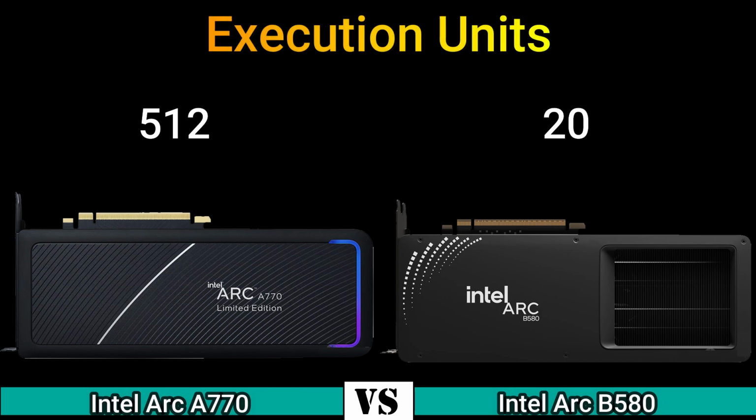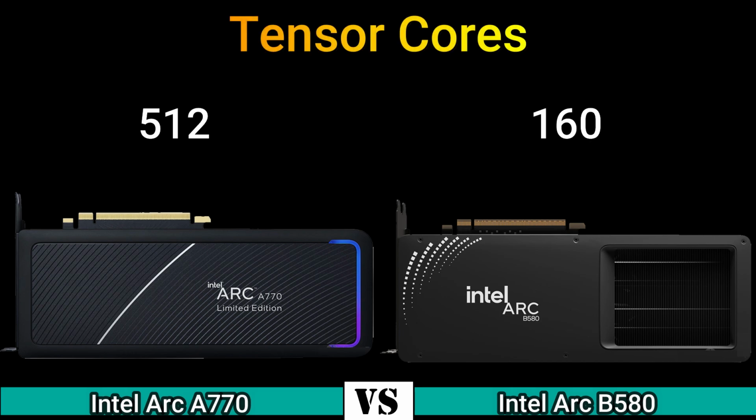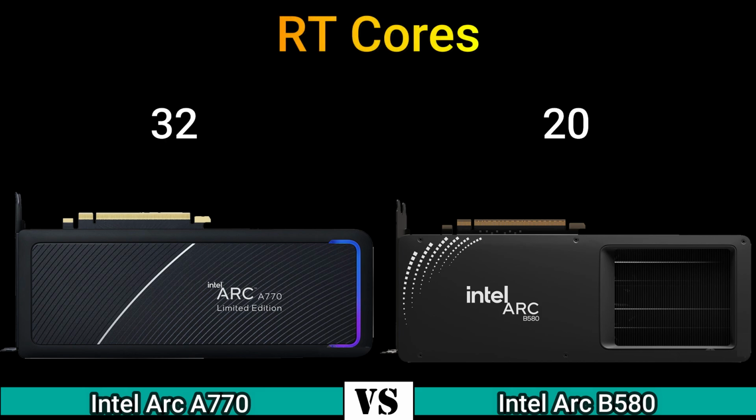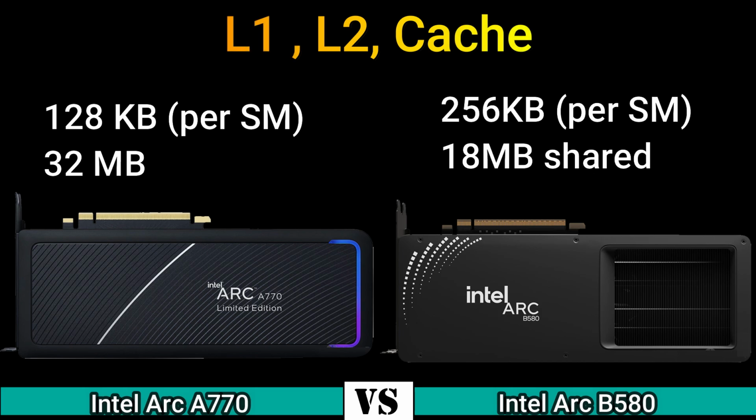Execution units 512 and 20. Tensor cores 512 and 160. RT cores 32 and 20. L1 and L2 cache 128 KB per SM, 32 MB, and 256 KB per SM, 18 MB.